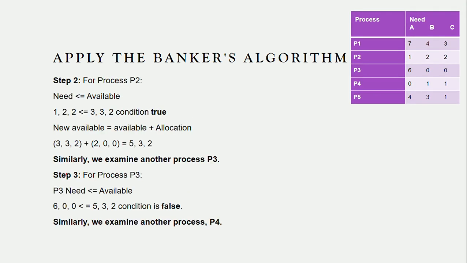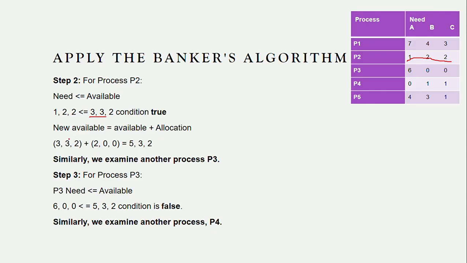Again, the formula says need is less than or equal to availability. So the need for process P2 is 1, 2, 2. We have to check it with availability. So the condition is true. That means we can allocate the resources for P2. Once the P2 process is over, its need is over. That means whatever resources it is holding, it will release.